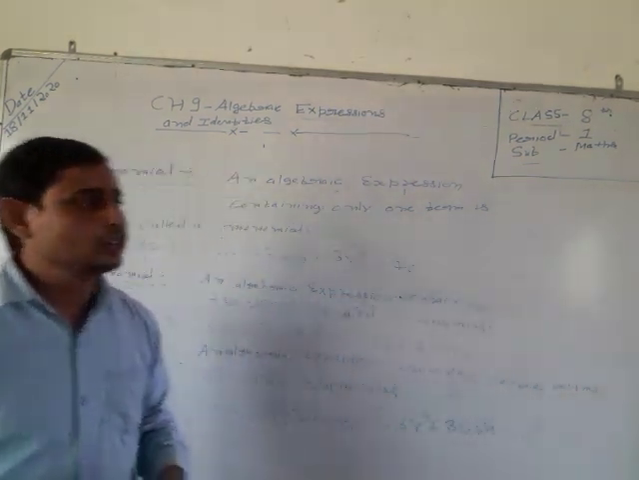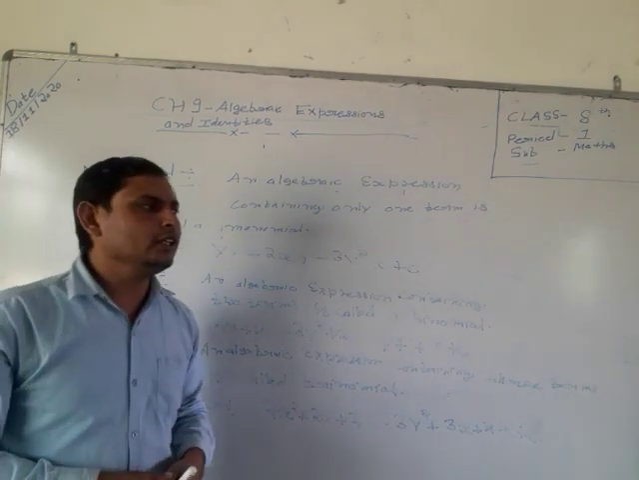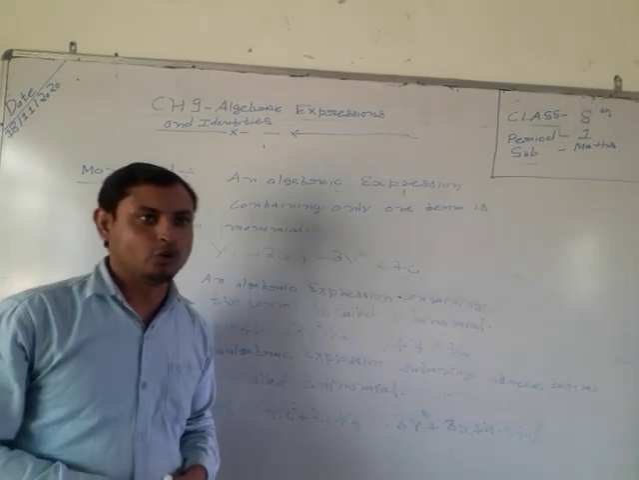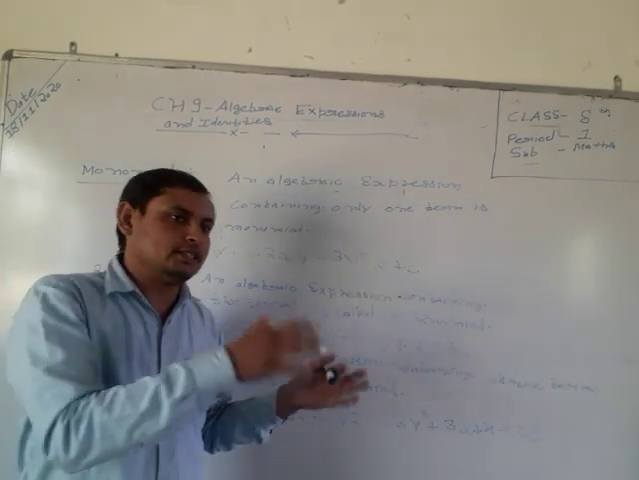Okay, beta. So now, there is only one other type of polynomial, which is called a constant polynomial. What is a constant polynomial? We will discuss it in the next video.